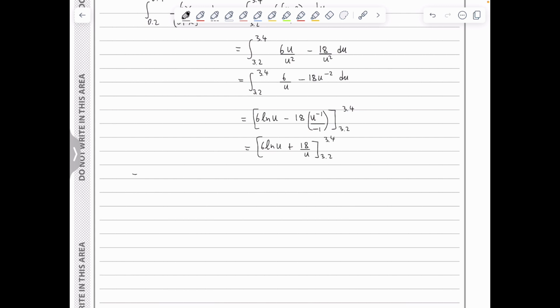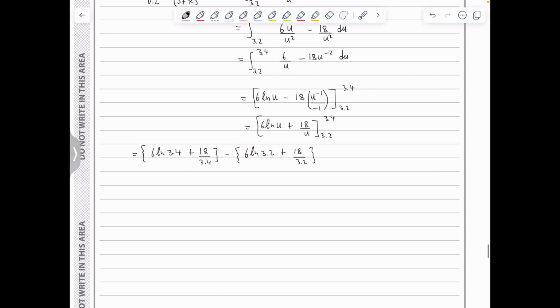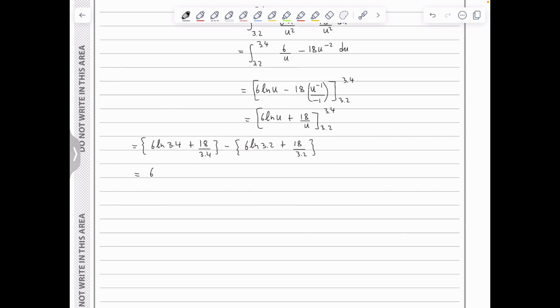I will substitute the upper limit, so we've got 6 ln of 3.4 plus 18 over 3.4 minus the 6 ln 3.2 plus the 18 over the 3.2, and I close the brackets here. So this leads to 6 ln of 3.4 over 3.2 because we've got subtraction of logarithms.